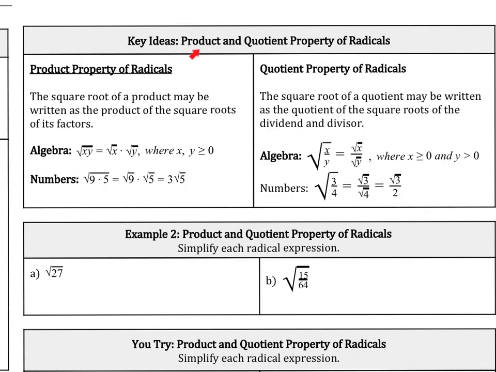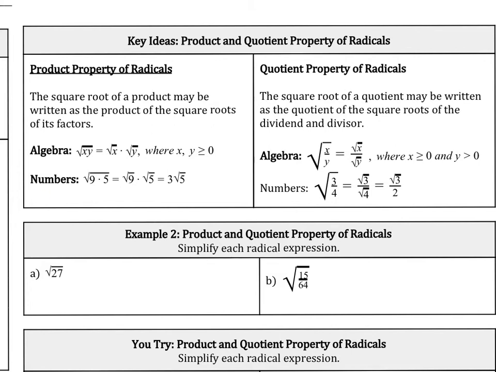Key ideas: product and quotient property of radicals. Product property of radicals: the square root of a product may be written as the product of square roots of its factors. So for example, if you have square root of x times y, you can separate them as square root of x times square root of y. X and y should both be greater than or equal to 0. So it should be 0, 1, 2, 3, 4, and so on.